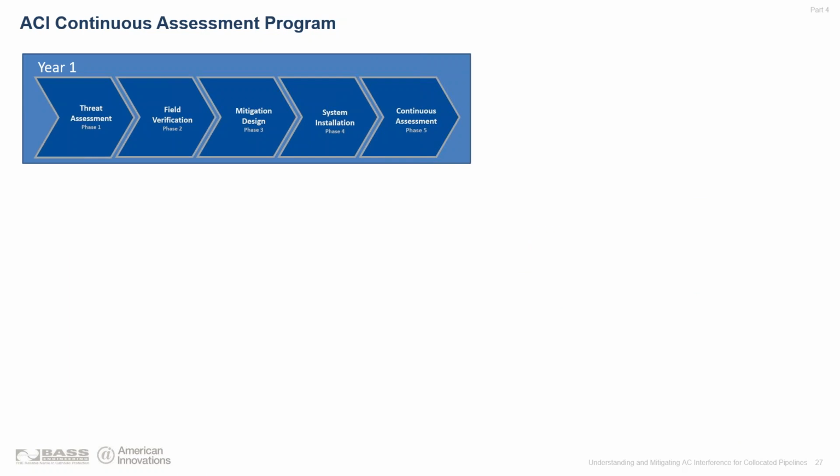Now, we realize that you have a lot of assets, and it's not something that you're always going to have the personnel or the time to monitor everything all the time. So definitely set up some structures within your organization to methodically go through all of the units that you have. I believe Andy brought this up in the previous presentation, having a continuous assessment program that consists of a threat assessment, your field verification, your mitigation design, your system installation, and your continuous assessment. It's going to be that cyclical thing. It's going to go all the way around.